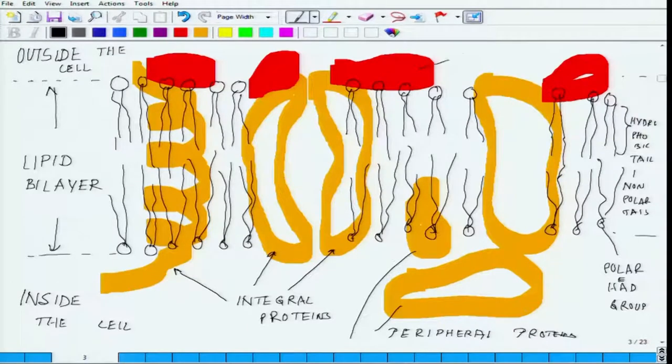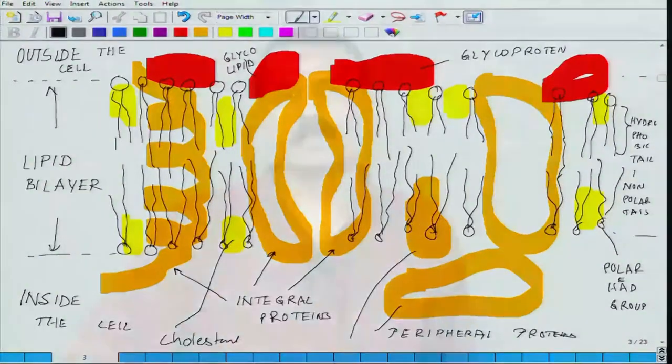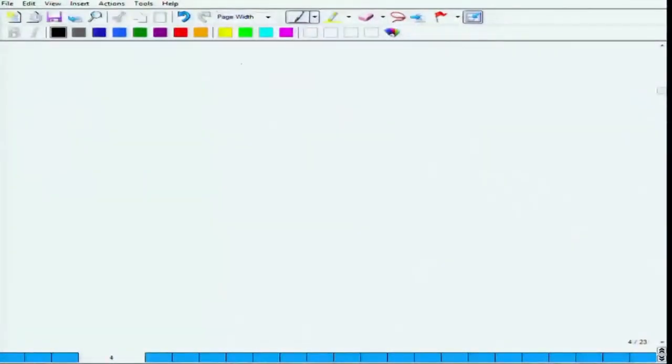And the red ones what you see are mostly carbohydrate, your glycoprotein, or some of them could even be glycolipid. And within this membrane there are a whole bunch of cholesterols embedded all over the place in yellow, which enhances the fluidity of the membrane. What I meant by fluidity here is that those cholesterols allow the membrane to be much more flexible, and the bending and all those kinds of things are provided by the presence of cholesterol.